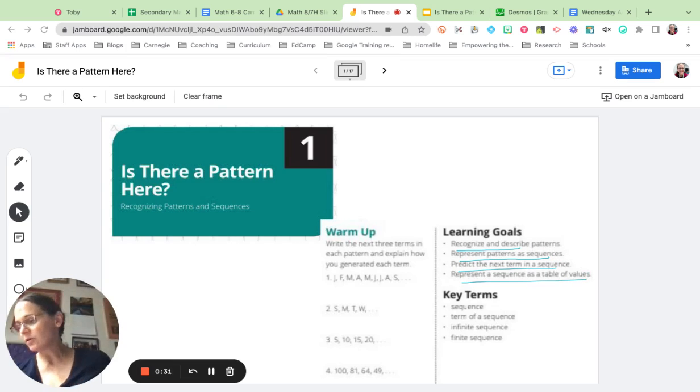Now, you guys already know a lot about patterns, but one thing we're going to do today is use some vocabulary that you may not have used quite as much. We'll talk a lot about the term sequence, the term of a sequence, and we'll discuss the differences and similarities between infinite sequences and finite sequences. But before we get too far into all of that, let's do today's warm up.